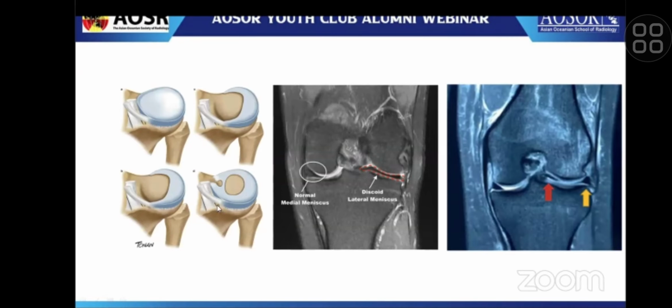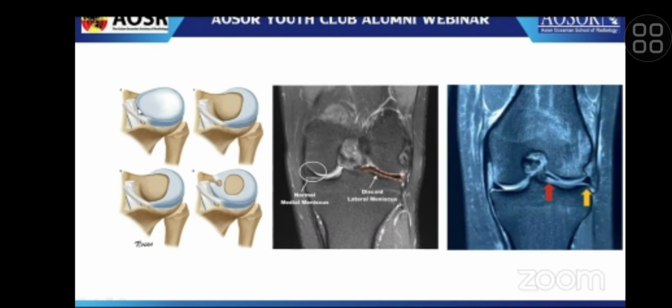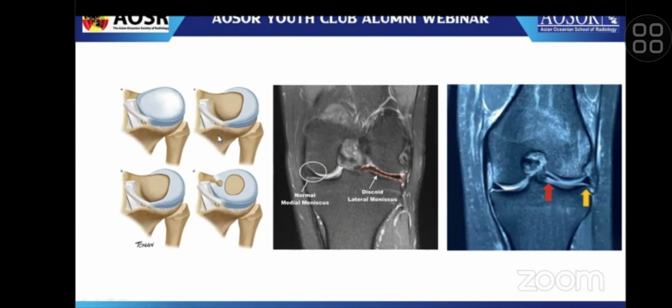We have 4 types of discoid meniscus. First is the full discoid meniscus. Second one is the partial discoid meniscus. Third one is the Wrisberg type. Note that there is no attachment to the posterior tibia. It's just fixed by the Wrisberg ligament. And the last one is very rare. It's called the ring type of lateral meniscus. It should not be confused with bucket handle tears.